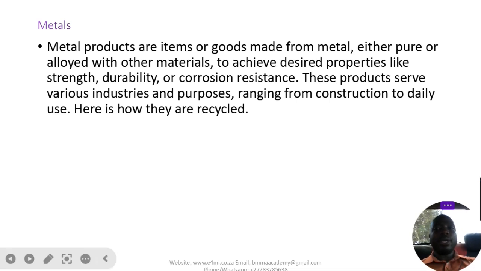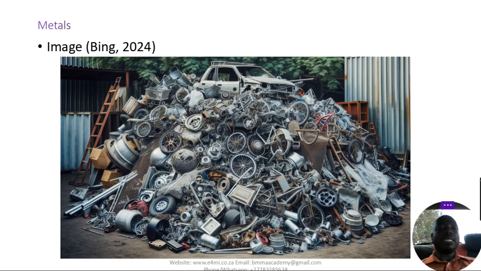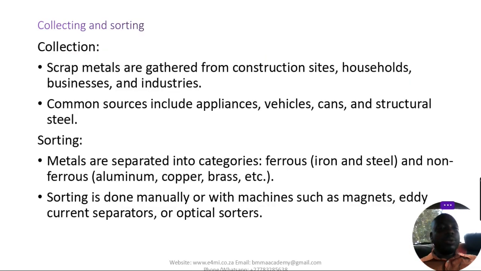So here is how you can manufacture your own metals or iron by recycling scrap metal that we see here in the picture. First of all, you collect the scrap metals from construction sites, from households, businesses and industries. Common sources include appliances, vehicles, cans and structural steel.